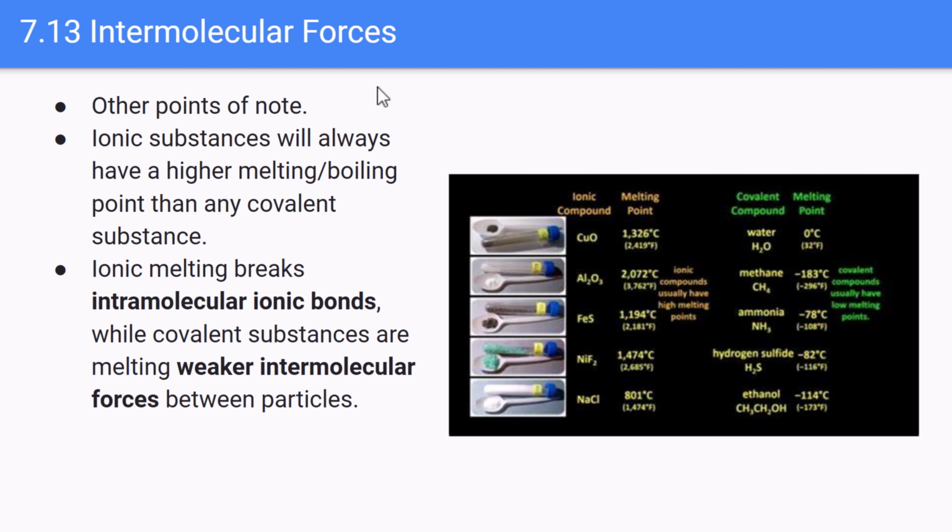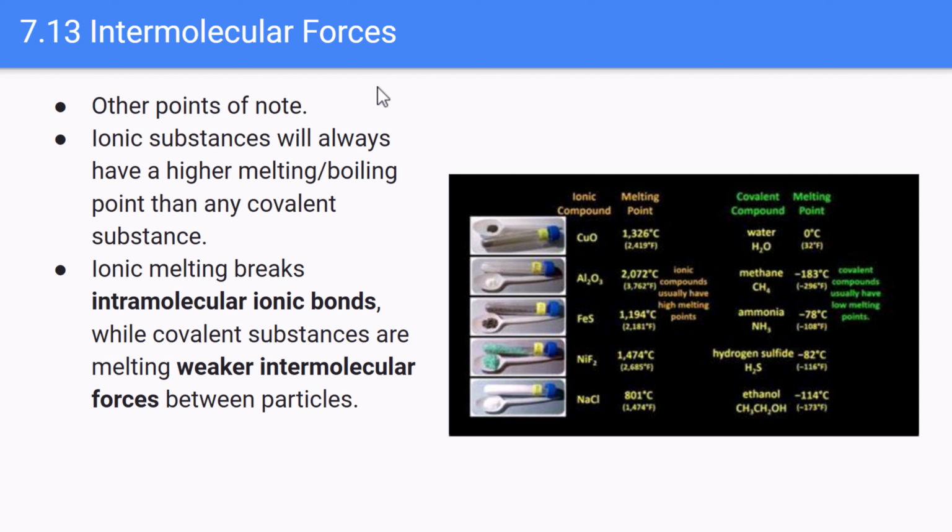So what do we do with some other information here? Well, some other interesting points of note that you need to keep in mind is ionic substances. Anytime we do something very similar to this, but we're comparing ionic substances, they will always have a higher melting or boiling point than any covalent substance, because ionic melting breaks the intramolecular forces. Remember, covalent substances, when we melt them, break weak intermolecular forces.